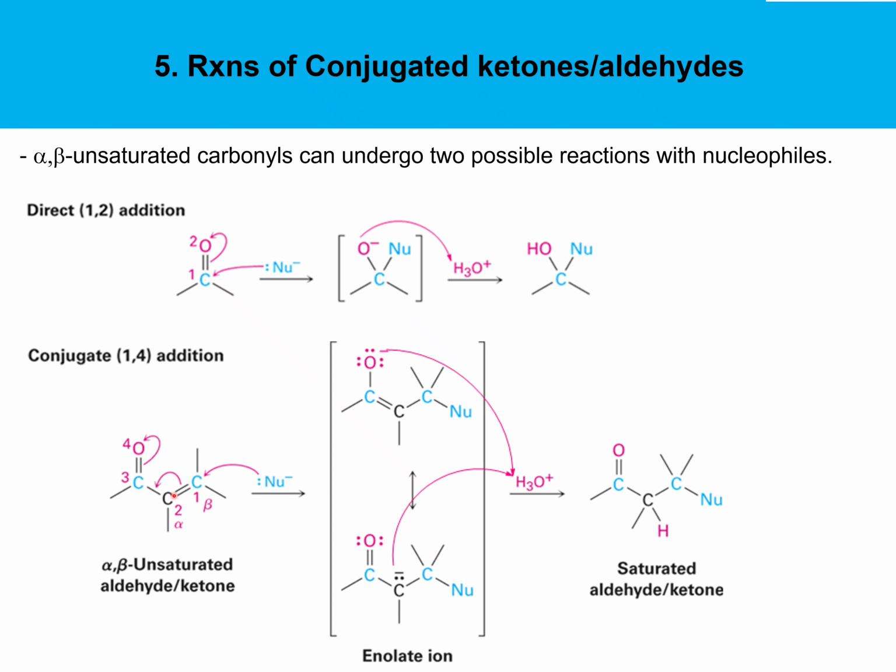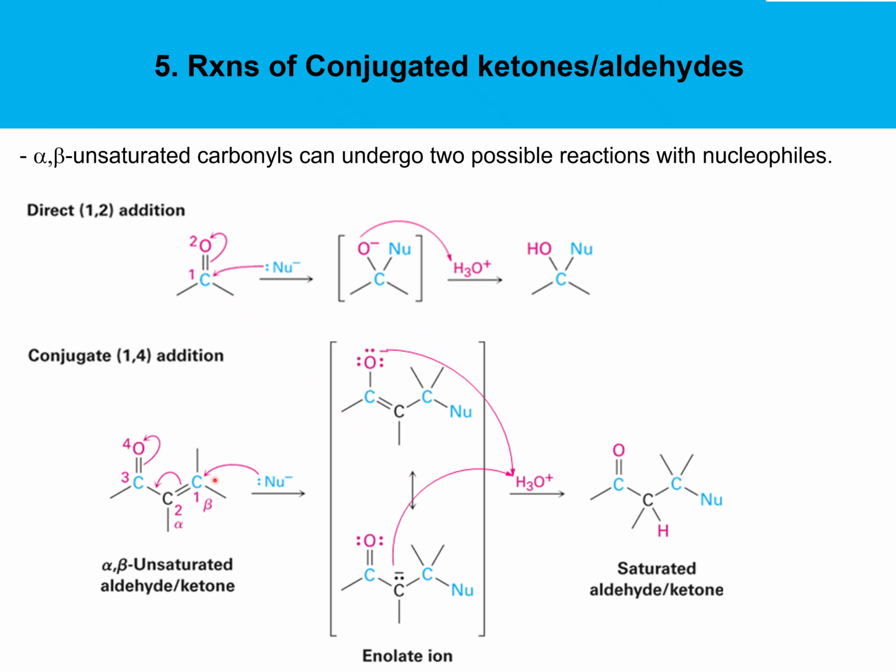This double bond here, as well as the carbonyl, have two sites that are electrophilic. In other words, two sites where a nucleophile can add. The nucleophile can add to the beta carbon, or it can add directly to the carbonyl carbon. Adding directly to the carbonyl carbon, again, is called direct or 1,2 addition. Adding to the beta carbon is called conjugate or 1,4 addition.